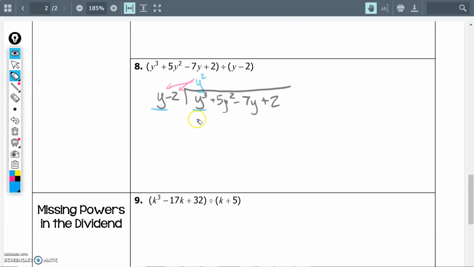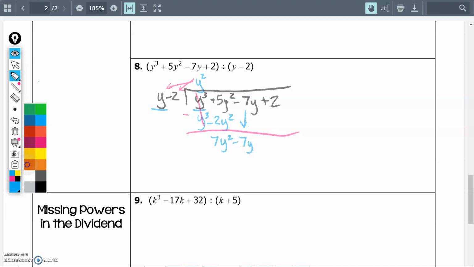So we're left with y cubed minus 2y squared. Subtract. Those cancel. And we're left here with 5y squared minus negative 2y squared. It's just like adding. So we're left with 7y squared. Bring down the next term. Now let's look at the first term again. What do we have to multiply y by to make it into 7y squared? You have to multiply it by a positive 7y.